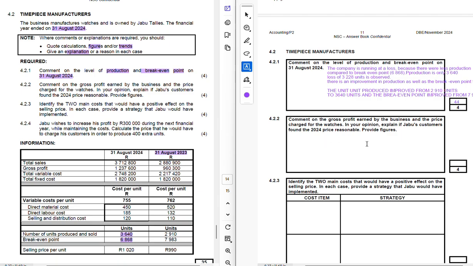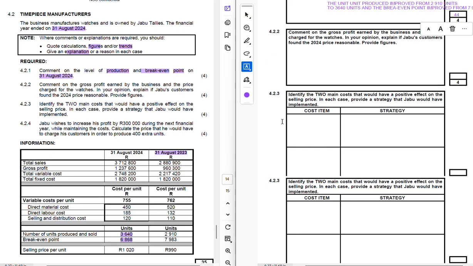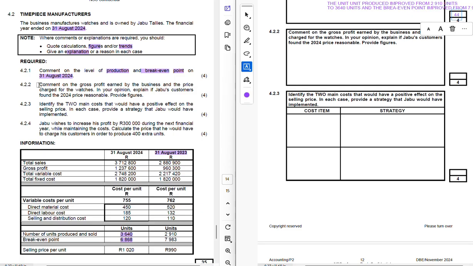And then now we're looking at 4.2.2. 4.2.2 asks us to comment on the gross profit earned by the business and the price charged for the watches. So now we are commenting on the gross profit and the price charged for the watches. In your opinion, explain if Jabu's customer found 2024 prices to be reasonable. Provide figures. So what mistake would you have made here?